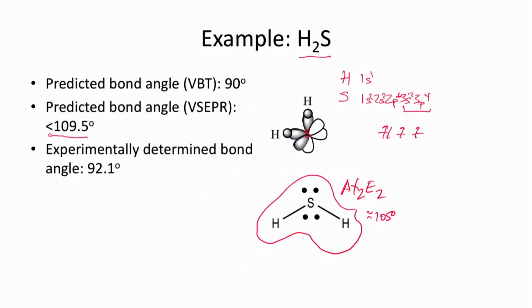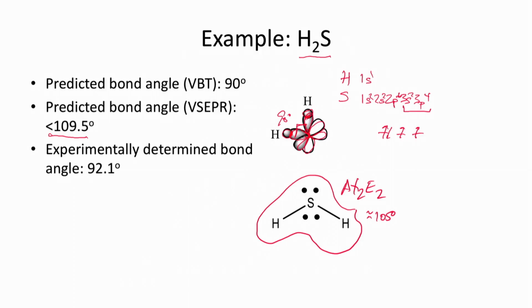So what I tried to do is show you those orbitals here. Here's one p orbital, here's another p orbital, here's the third p orbital. These are all perpendicular to each other. Those have to overlap with the 1s hydrogen orbitals. And so the point is that I can make a bond here, and I can make a bond here, and the angle between the hydrogen, the sulfur, and the hydrogen would be expected to be about 90 degrees.